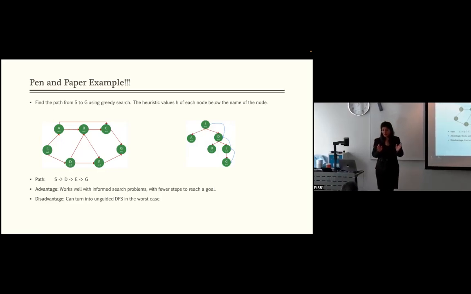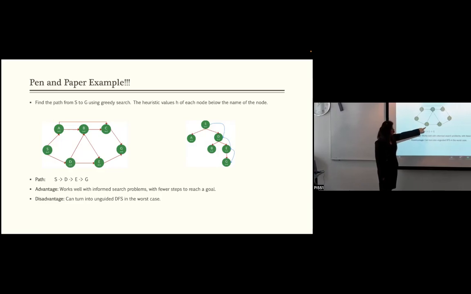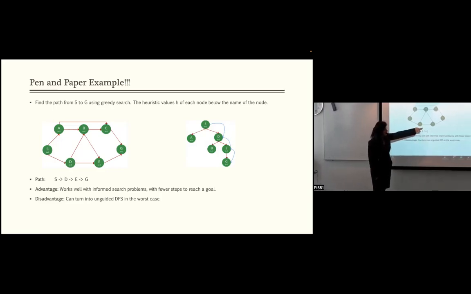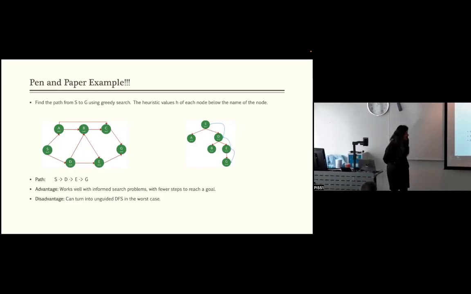Then UCS. So what would be the heuristic values? 7, 15, 5, 7, 5, 3, 15. Okay, so that is the path, and we are done with greedy search.